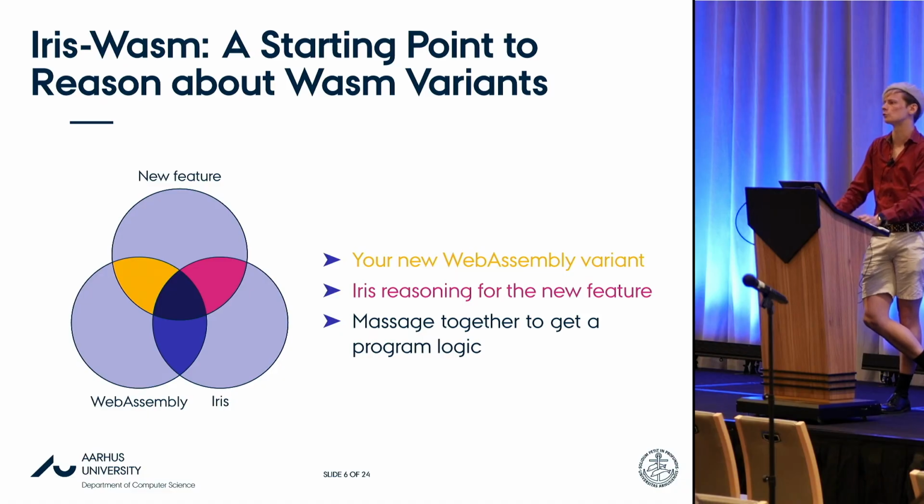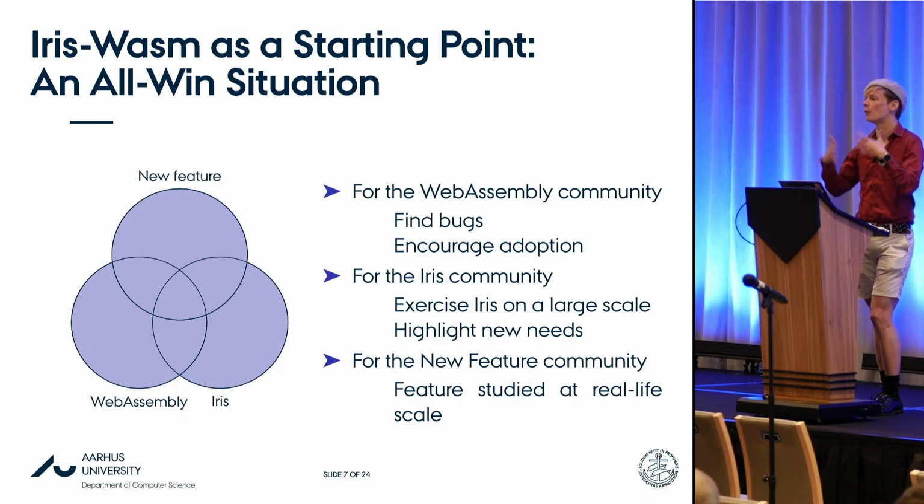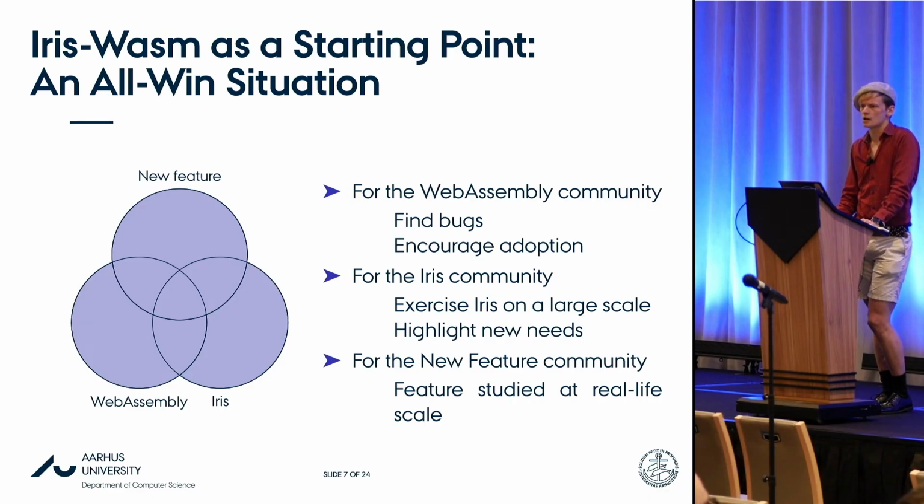There is a lot of work involved in doing formal reasoning about industrial-sized languages. But we argue that this gives us a lot in return, and that we should still see this effort through, because everybody wins something when you do this work. The WebAssembly community gets to have their new versions validated and completed. We can find bugs in some instances, and having formally verified properties is really useful for encouraging adoption of these new versions.